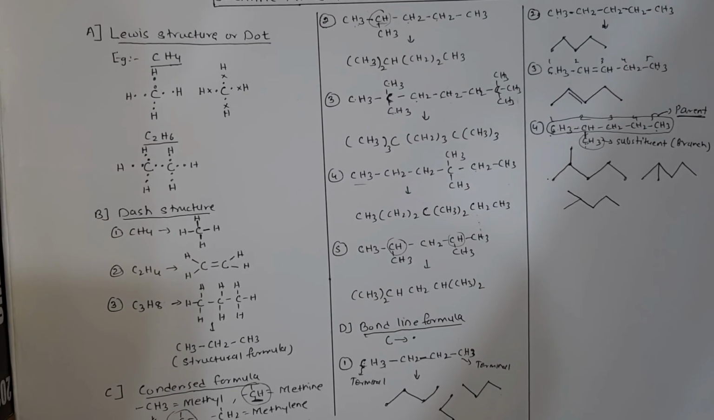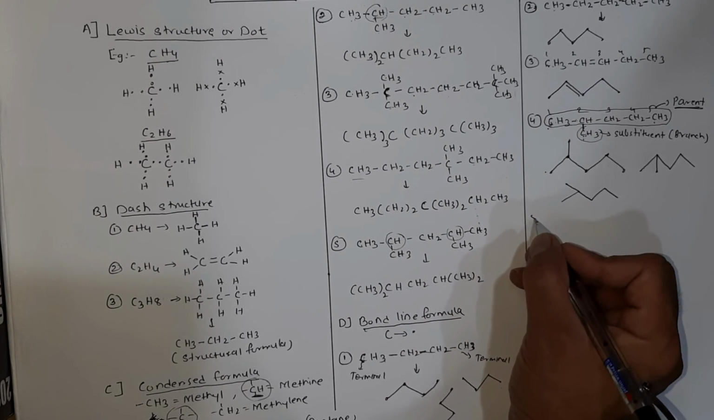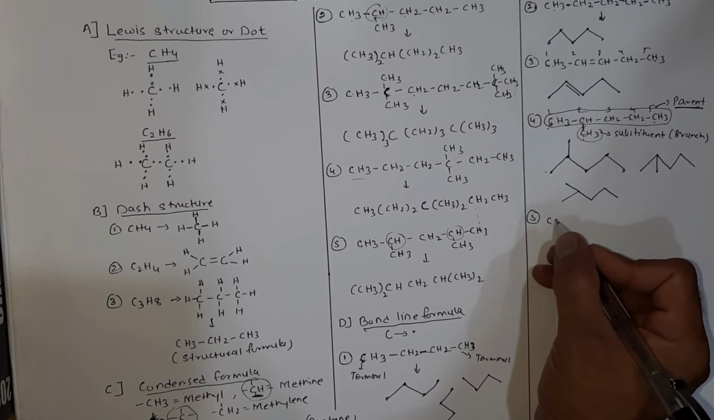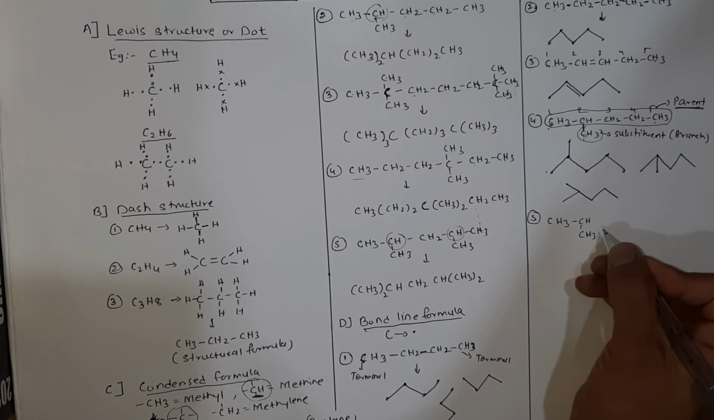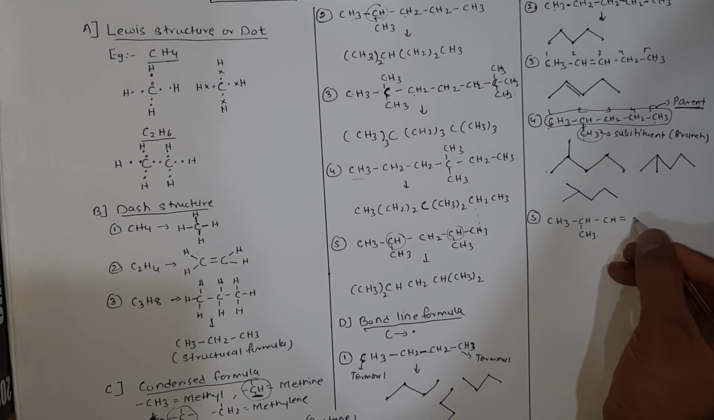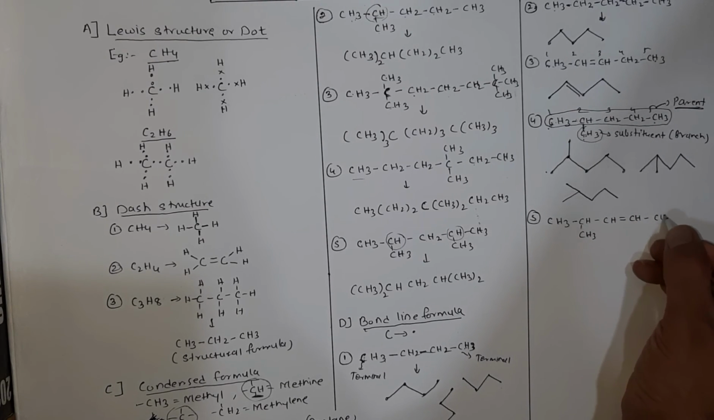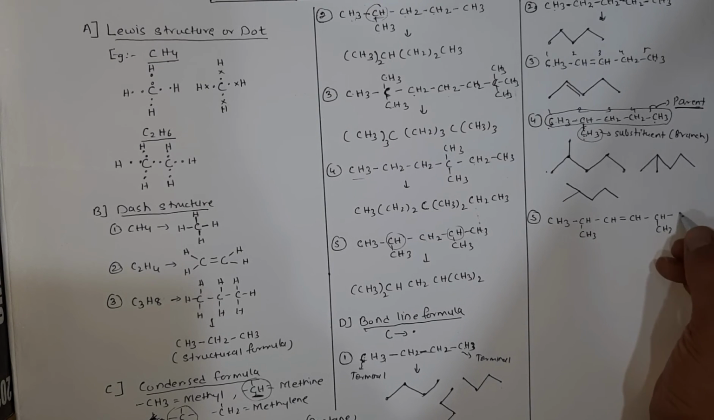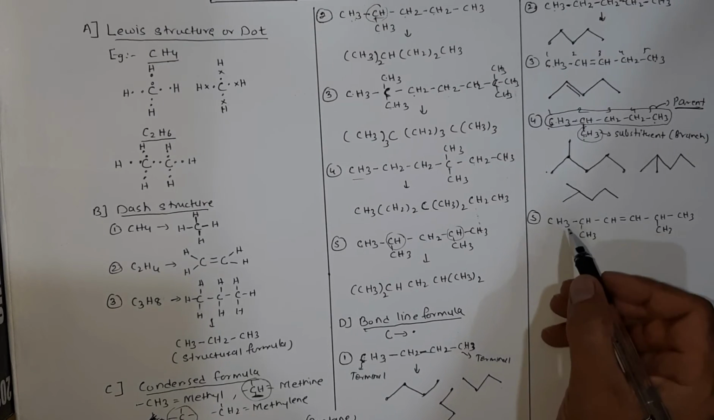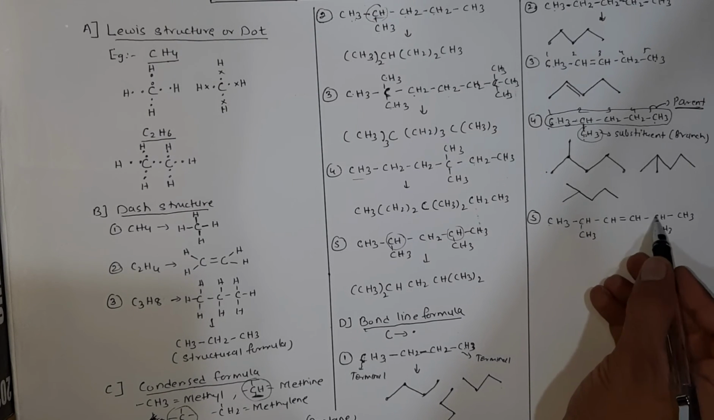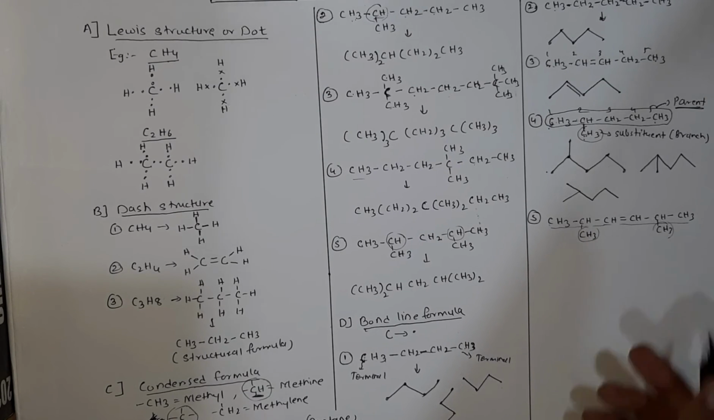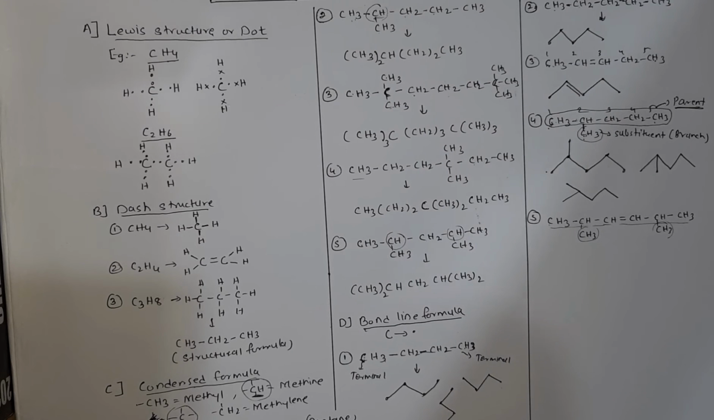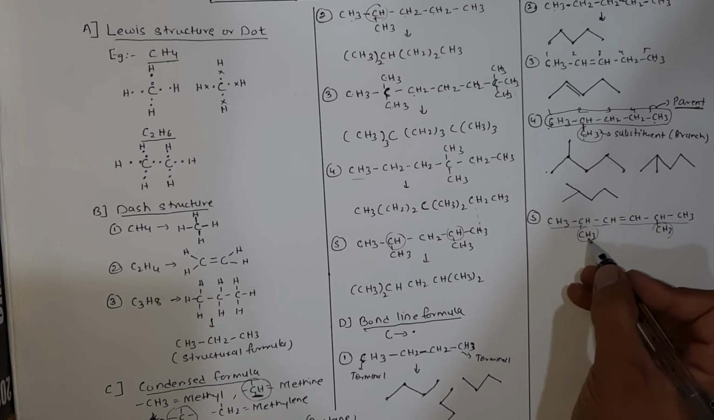Okay, now let's take one more example, the fifth one. We will increase the branches a little more. CH, CH3, CH, double bond CH. Now introduce a double bond in it. CH, CH3, CH3. So your longest carbon chain is 1, 2, 3, 4, 5, 6. You can make it out easily. This is your longest carbon chain. These two are branches attached to it.